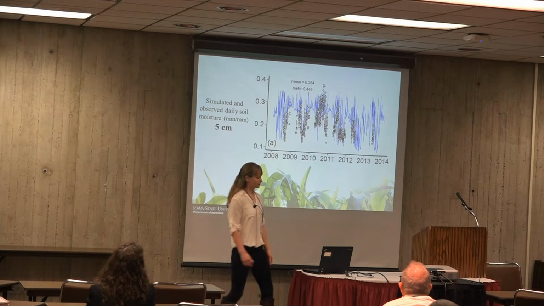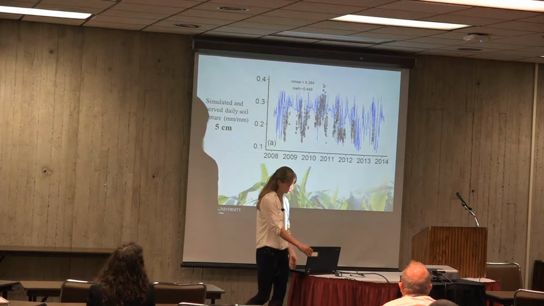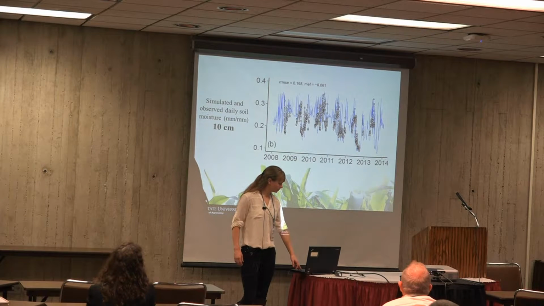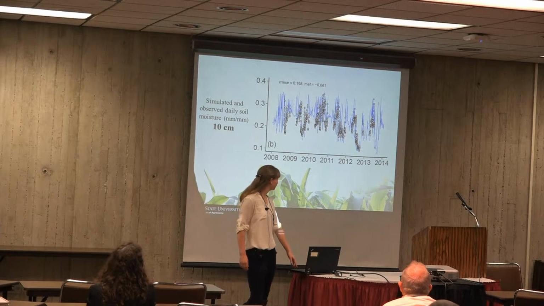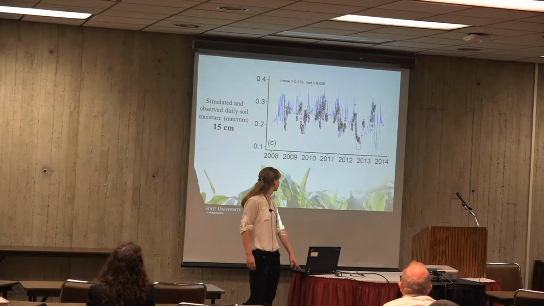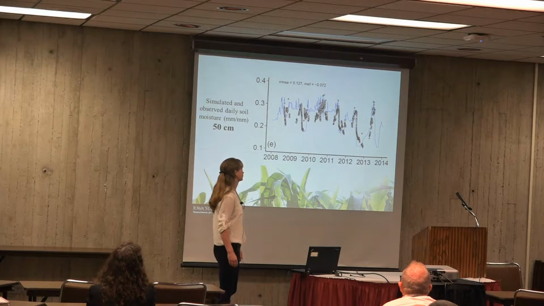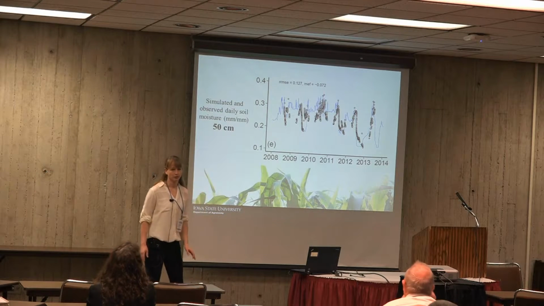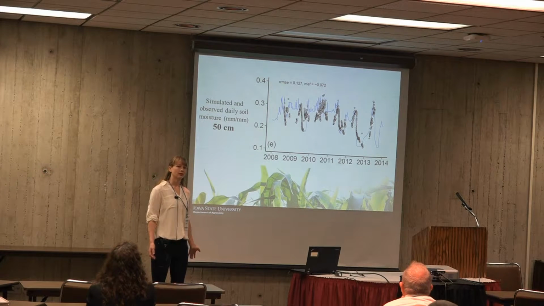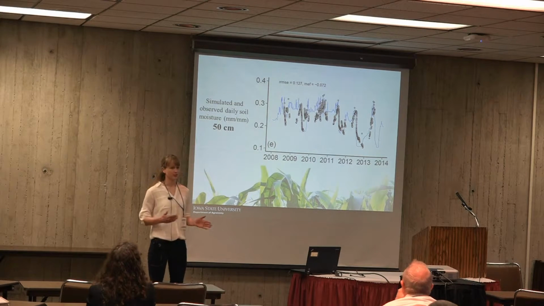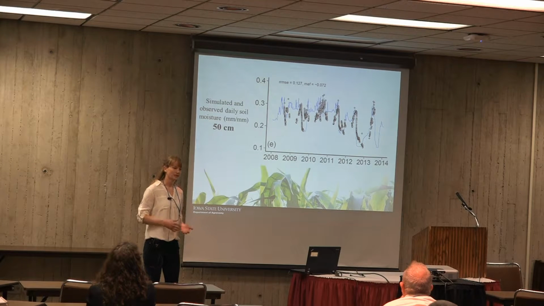Here are what some of the data from those sensors look like. Here at 5 centimeters, 10 centimeters, still pretty good. 15 centimeters, 35, and 50. So we were really happy with how the model was performing with the soil water, which indicated things like the plants were taking up as much water as the model thought it was taking up. And as much water was reaching down to these layers as the model thought it was.